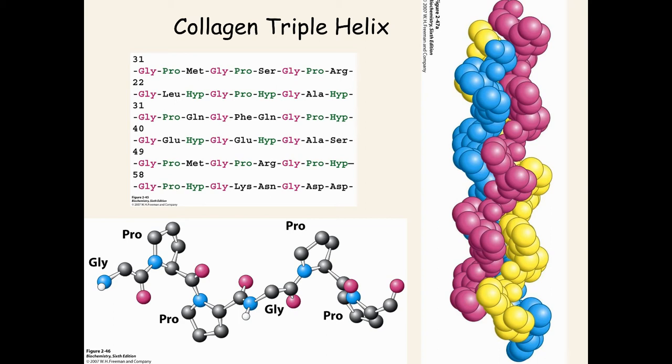Collagen has a very fascinating structure that dominates, so let's take a look at the top there. Do you see something here? We have glycine, proline, methionine, glycine, proline, serine, glycine, proline, arginine. Do you see a trend? The trend is that it tends to be glycine, proline, and another amino acid. If you look closely, here's that unusual ring structure for proline.